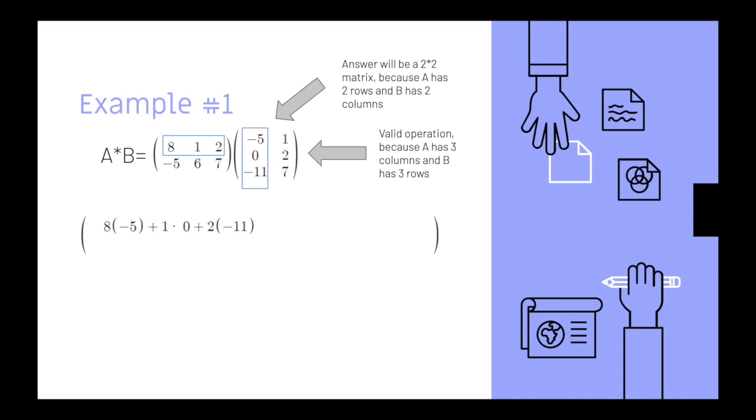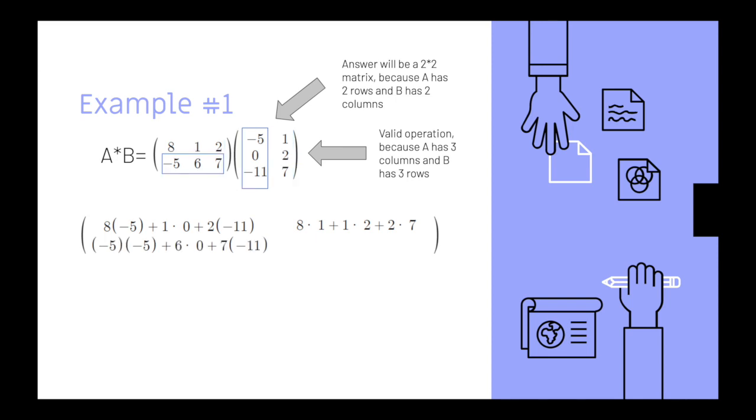We're first going to multiply the first row of A by the first column of B. This gets us 8 times negative 5 plus 1 times 0 plus 2 times negative 11. Next, we're going to multiply the first row of A by the second column of B, which gives us 8 times 1 plus 1 times 2 plus 2 times 7.